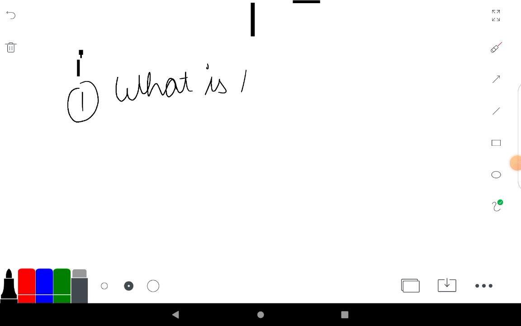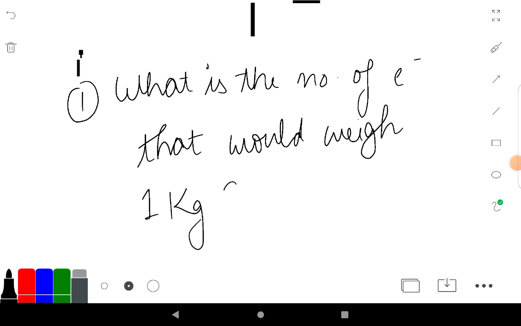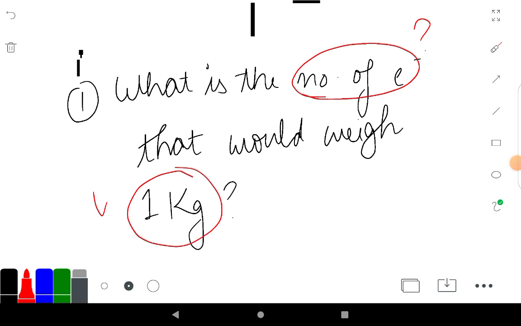What is the number of electrons that would weigh 1 kg? In the question we are being asked about the number of electrons, that is the question mark. Weight is given to us, that is 1 kg. Okay, so now let us solve this question.